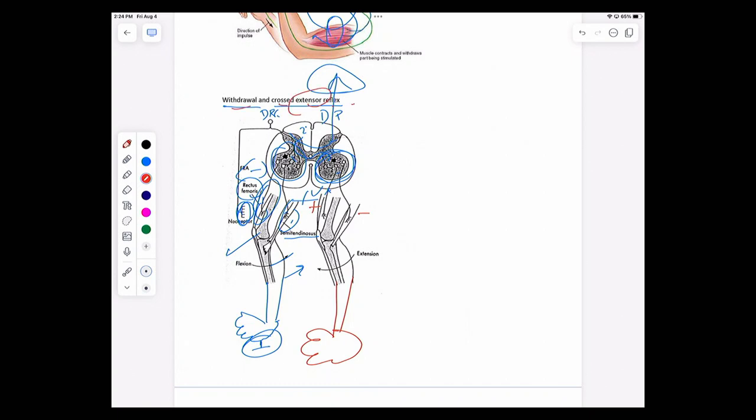Extensor meaning I'm extending my leg, tightening it up. Cross meaning it's going to be the other leg. So if I step on a tack on my right leg, it's going to be my left leg that's going to stiffen up so that I don't fall down, and my right leg will withdraw. Anyway, some cool reflexes in response to pain stimulation.